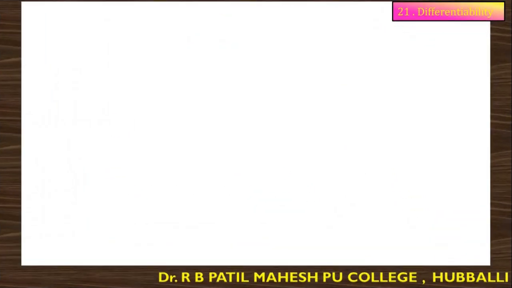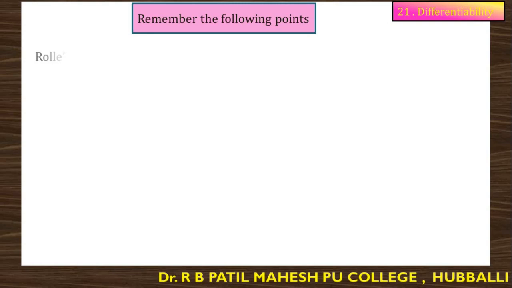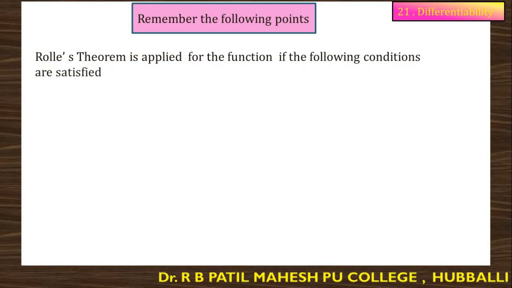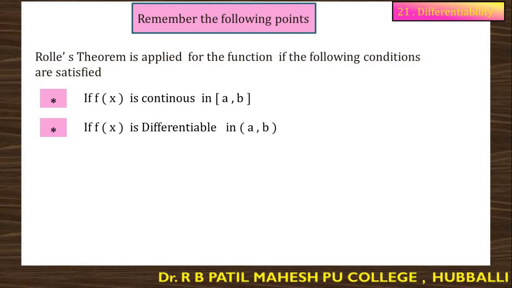Now let me discuss some important points. Remember the following points. Rolle's theorem is applied to a function if the following conditions are satisfied. The first point is that f of x is continuous in closed interval a comma b. The second point is that f of x is differentiable in open interval a b. And the third point is that f of a is equal to f of b. If these three conditions are satisfied, then we get a point c in open interval a comma b.